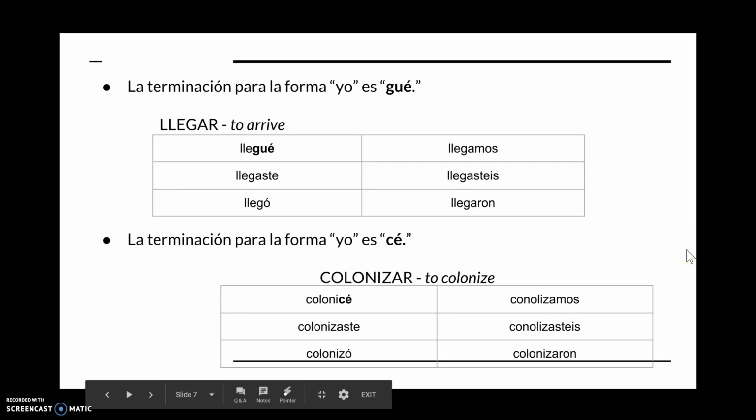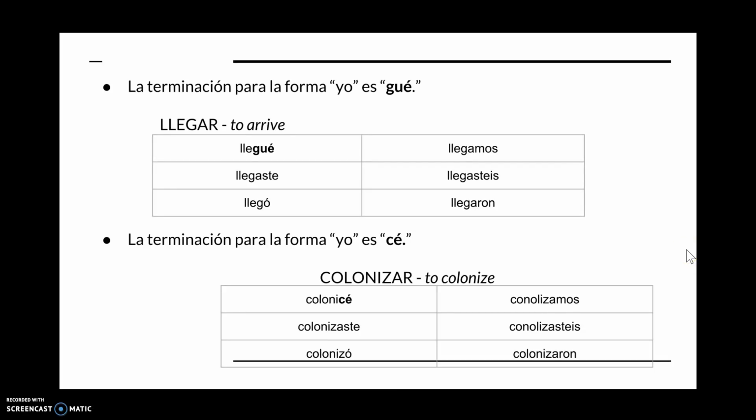Para los verbos gar, G-A-R, you'll notice that the yo form ending, in yo form only, is gue, G-U-E, with an accent over the E. So for llegar, to arrive, make sure you copy down the conjugations accurately. Llegué, llegaste, llegó, llegamos, llegastes, and llegaron.